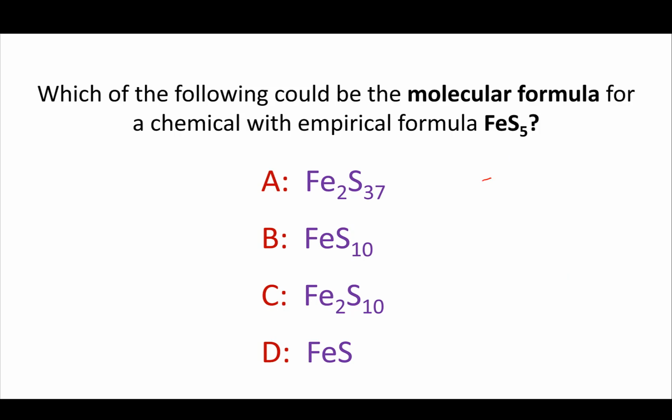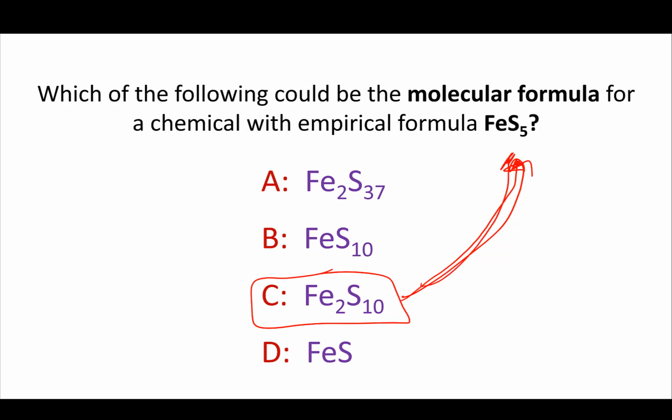Anyway, now we have Fe2S10. This is actually going to be the answer, because this 2 and the 10, you could simplify this by dividing both of these by 2. And if you simplify this chemical by dividing both the subscripts by 2, then you actually get FeS5. So this is the answer, because this simplifies into this one. That was it. That has questions over everything you have to know for the test. I hope this is helpful.